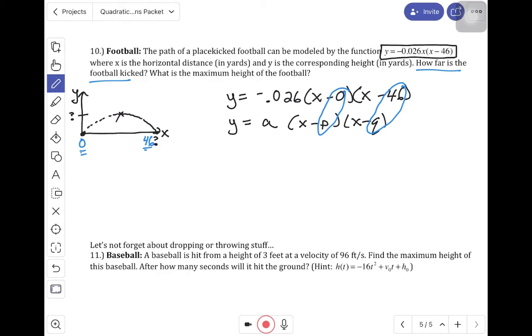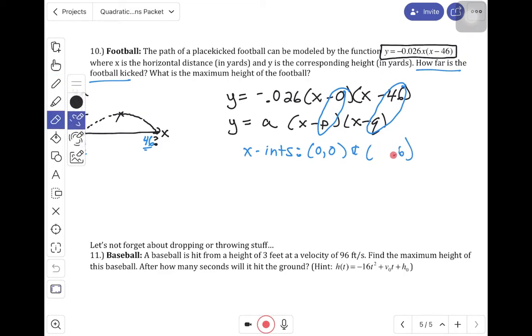To get the maximum height, we could just say our x-intercepts are 0, 0, and 46, 0. I totally wrote that backwards, so sorry. I was already fast forwarding to y in my brain. Okay, so the other part of this is that I have to figure out how high the football goes. So how high up is that?